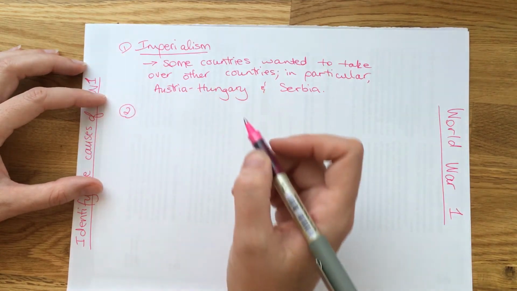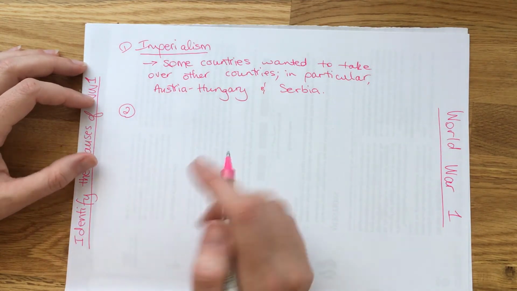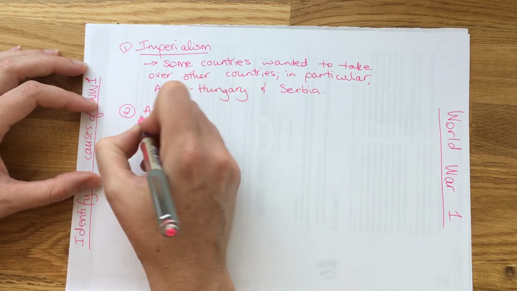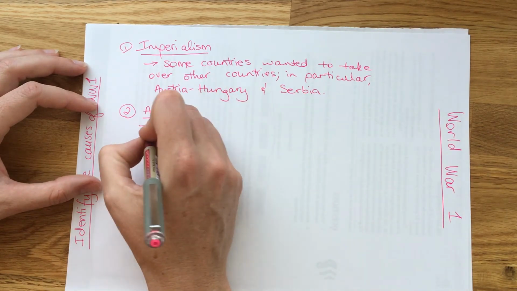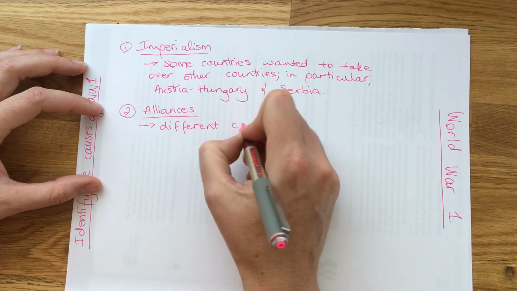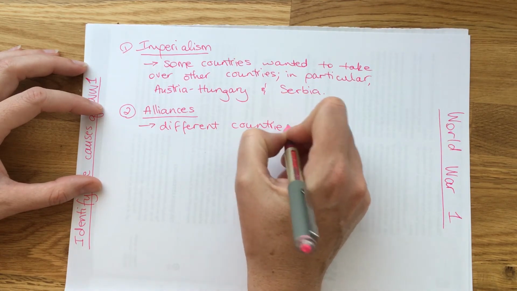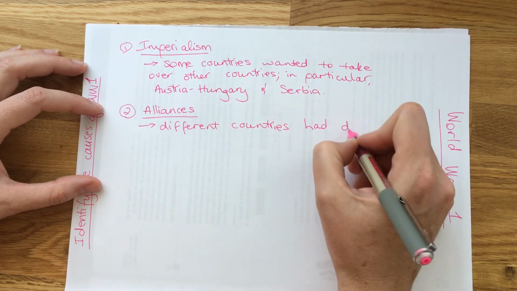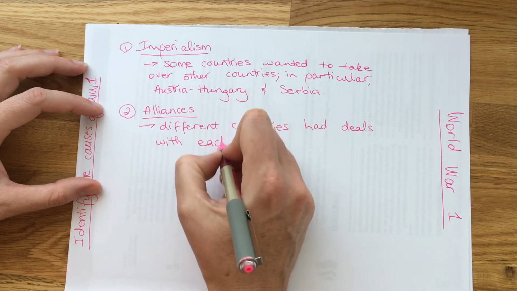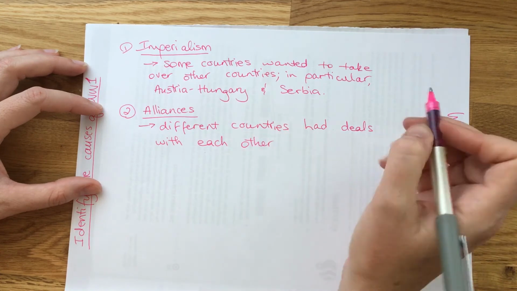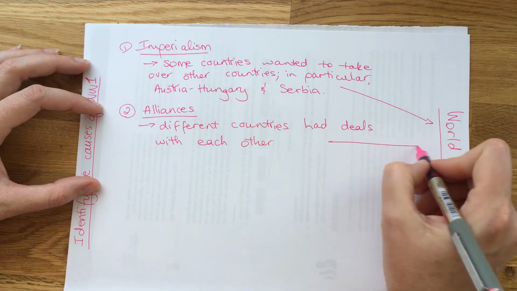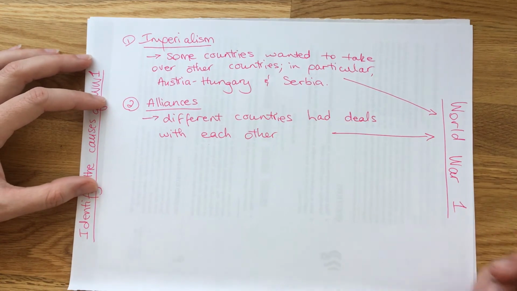Secondly, we can suggest that one of the causes of World War I was the alliance system that existed in Europe up to 1914, which meant that different countries had deals or agreements with each other. So imperialism leads to World War I happening. Alliances can be seen as leading to World War I.